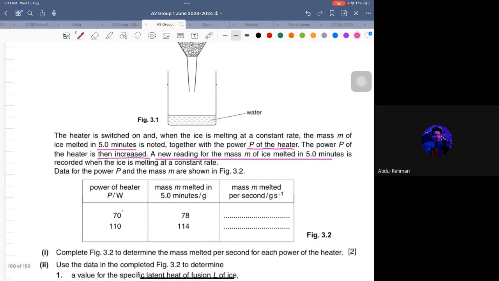Now they've given the data. They've said when I used power of the heater, 78 grams melted in 5 minutes. So he wants us to find the mass melted per second. The time in 5 minutes is 5 times 60, so that's going to be, I think, 300 seconds, right?